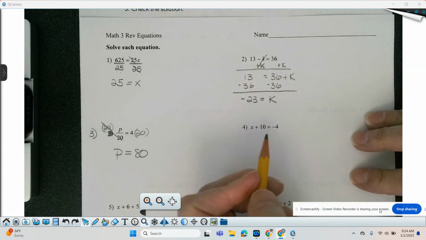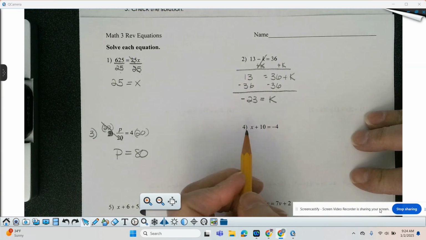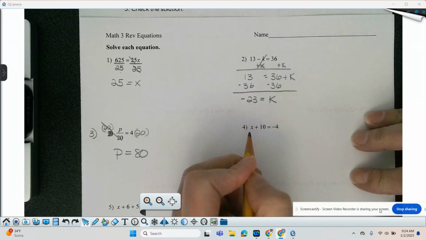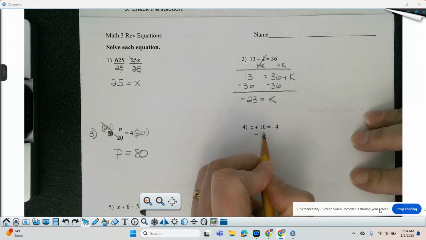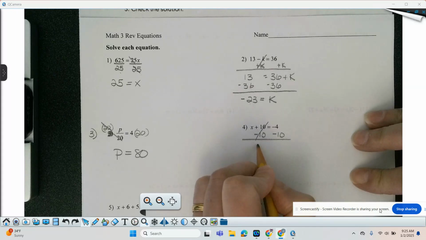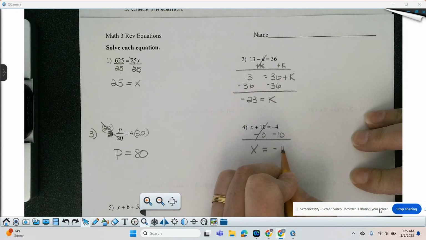All right, the last one of our simple ones here, you want x by itself. So again, what we're doing is adding 10 to this x, so we're going to do the opposite. We're going to subtract 10 from both sides. So x is now equal to negative 14.